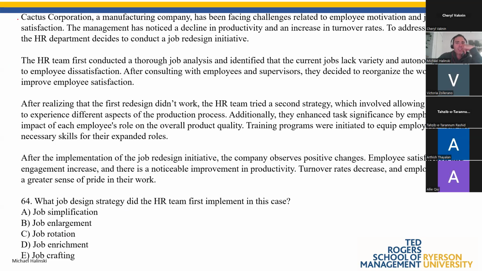So the Cactus Corporation, a manufacturing company, has been facing challenges related to employee motivation and job satisfaction. So for me, what I do as I'm reading this, I highlight words that seem like they're going to be important. Okay. Management has noticed a decline in productivity and increased turnover rates. That means people aren't as productive and people are leaving. To address these issues, they decide to conduct a job redesign. Okay, so we're talking about job design. Okay, so we're trying to do a job design.